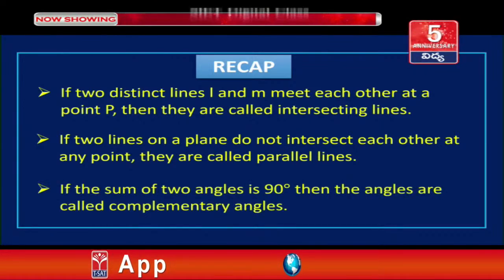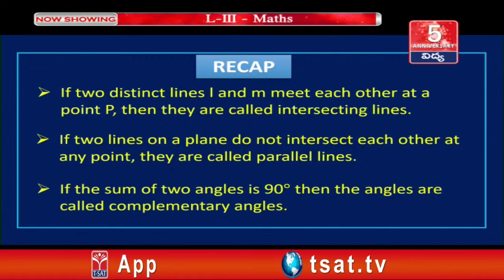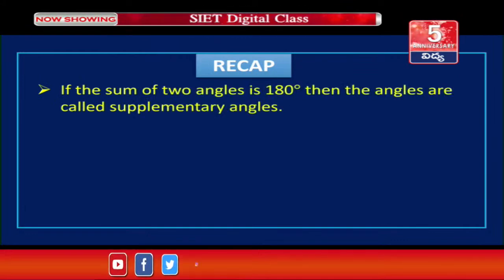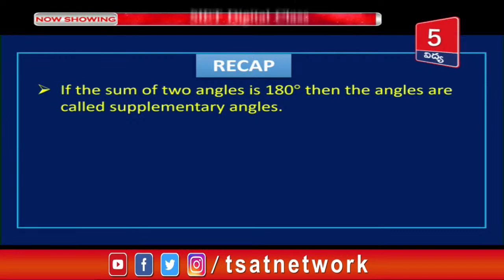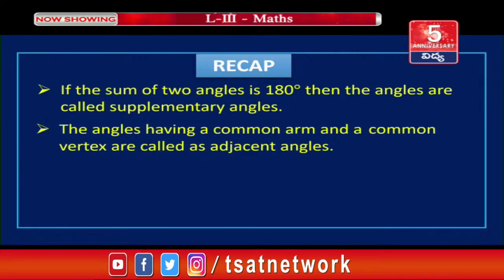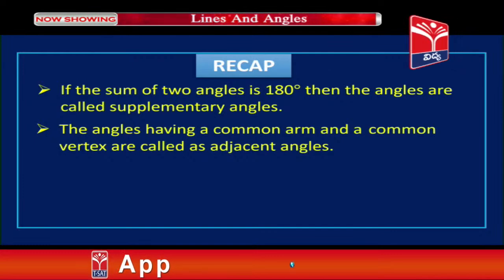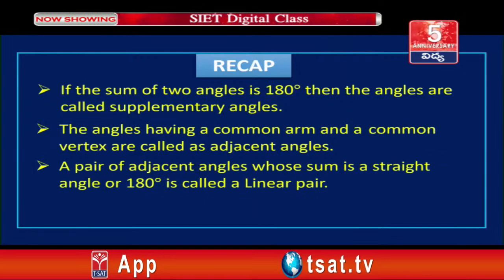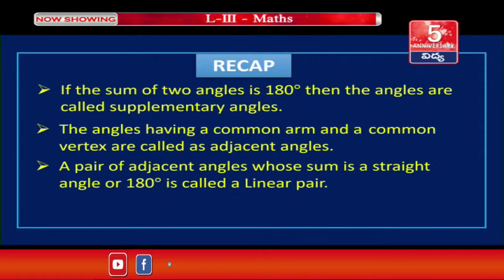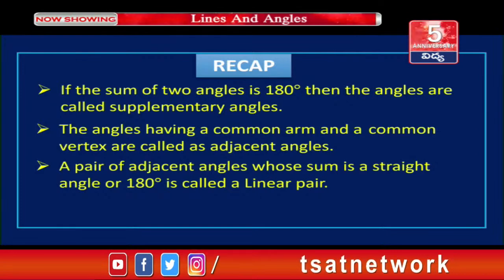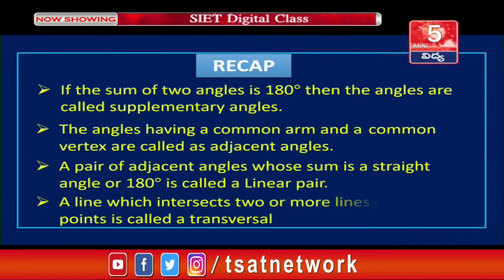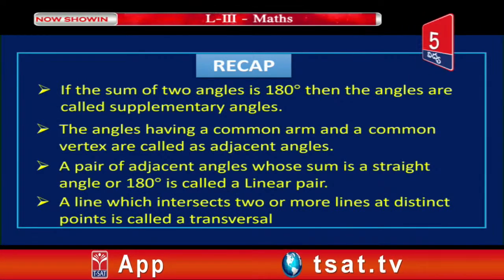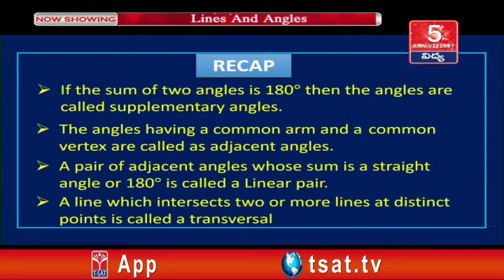If the sum of two angles is 90 degrees, then the angles are called complementary angles. If the sum of two angles is 180 degrees, then the angles are called supplementary angles. The angles having a common arm and common vertex are called adjacent angles. A pair of adjacent angles whose sum is a straight angle or 180 degrees is called a linear pair. A line which intersects two or more lines at distinct points is called a transversal.